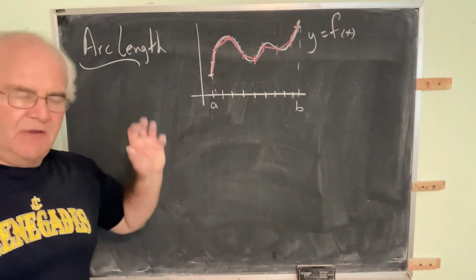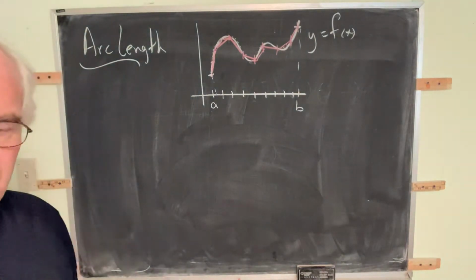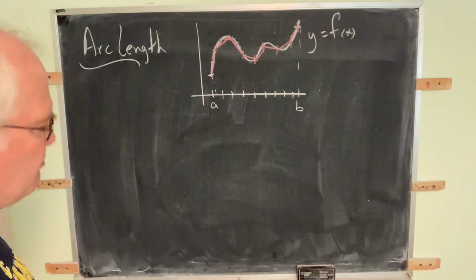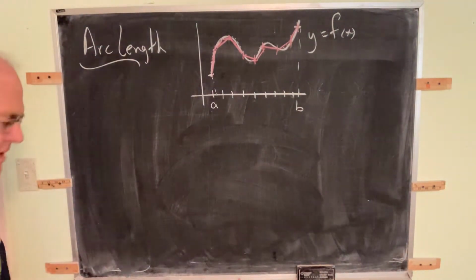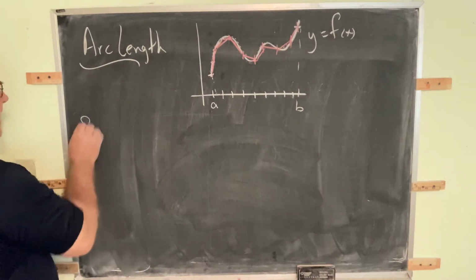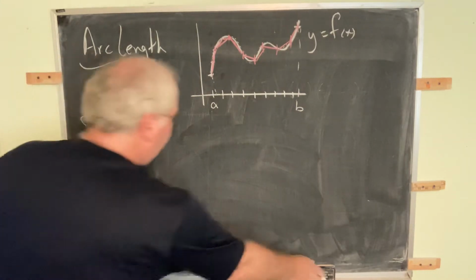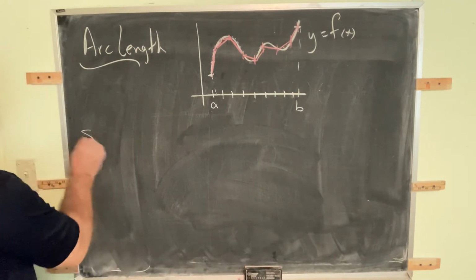Now, to show the actual computation takes a lot of algebra that I'm going to gloss over. It actually is presented in the text in a very clear and very straightforward way. But what we can say is this. Typically S is used for arc length, for reasons that come later in the curriculum. But we're going to use S to represent the arc length.